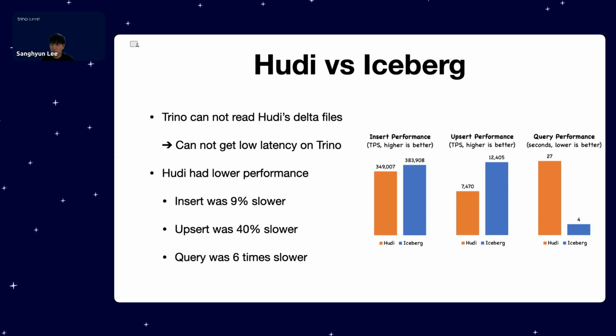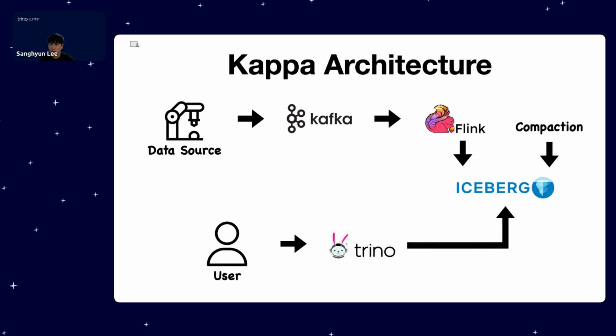However, performance depends on your environment and your workload, so you can test it yourself. Anyway, we decided to go with Iceberg. This is our final Kappa architecture diagram. It consists of Kafka, Flink, Iceberg, and Trino. Now, let's take a look at how we can fine-tune each component.